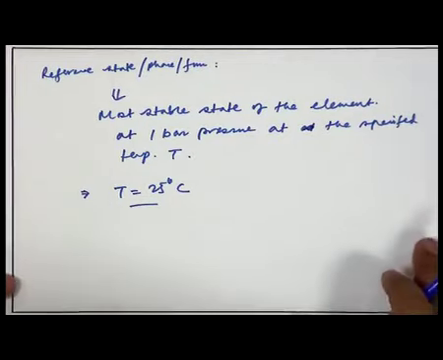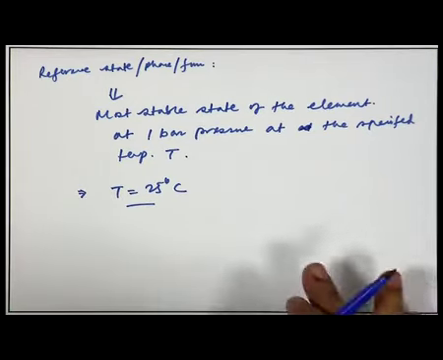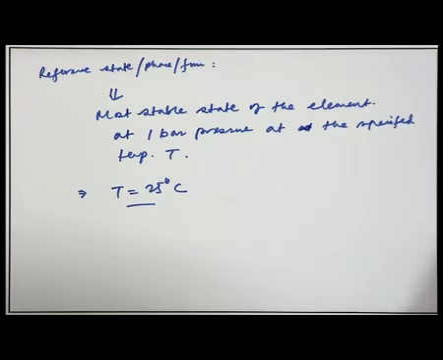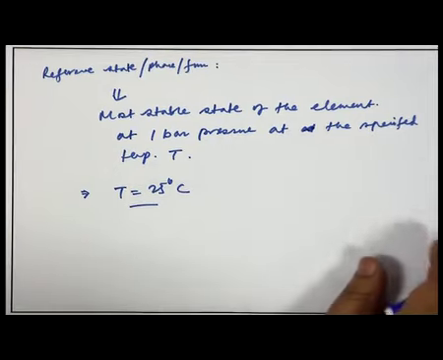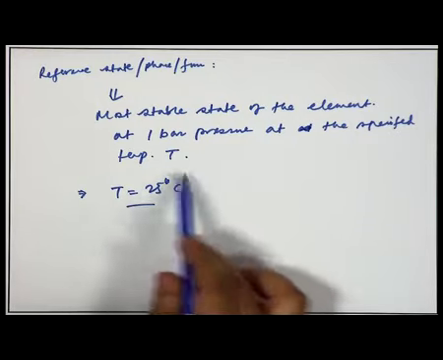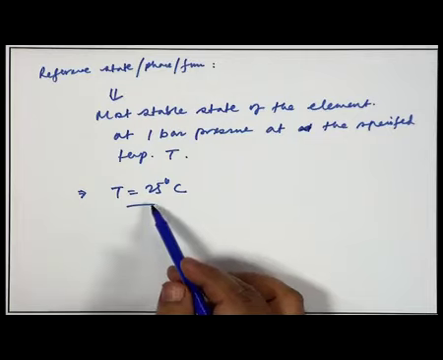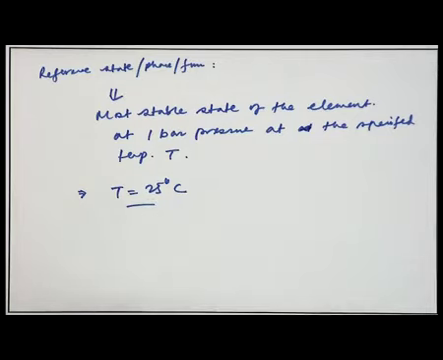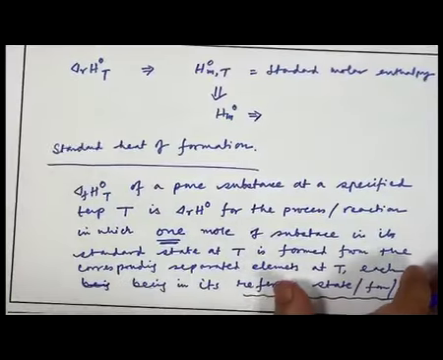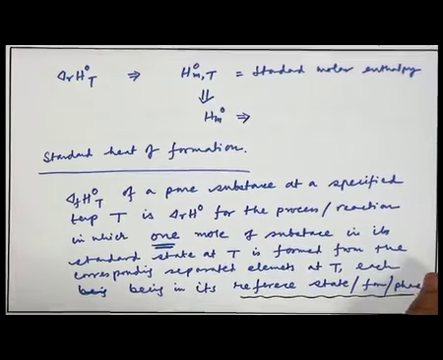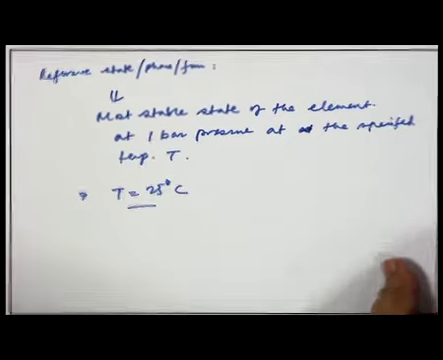We also mentioned what a reference state or phase is: whatever form is the most stable state of the element at 1 bar pressure and that particular specified temperature T. Again, if you do not mention T, then it would be at 25 degree centigrade. And as you can see, we have defined it for 1 mole of substance, which means that it is an intensive quantity, always for 1 mole of substance.